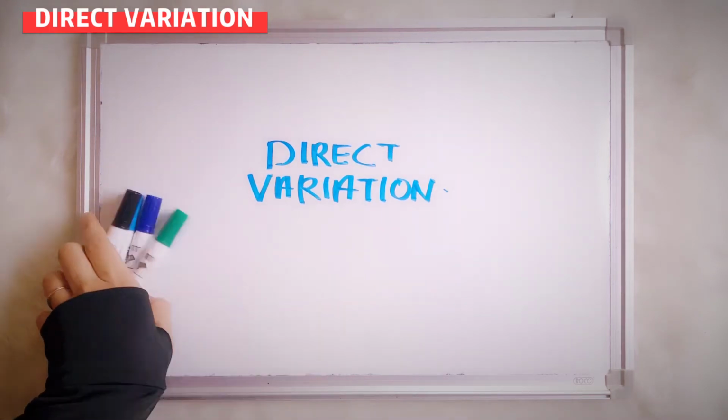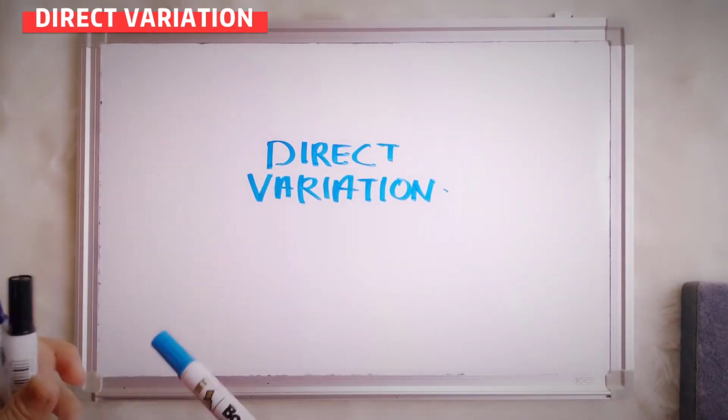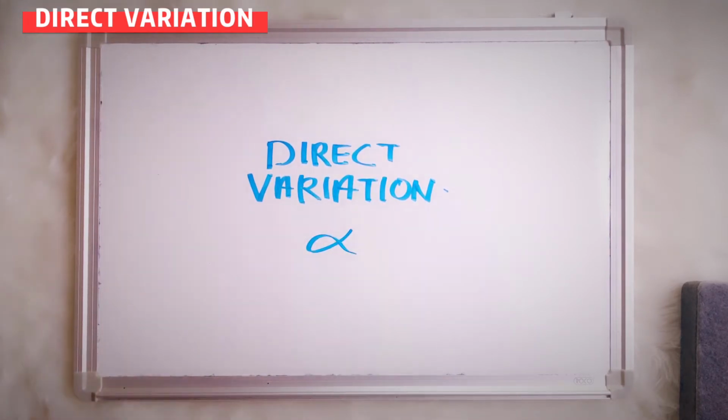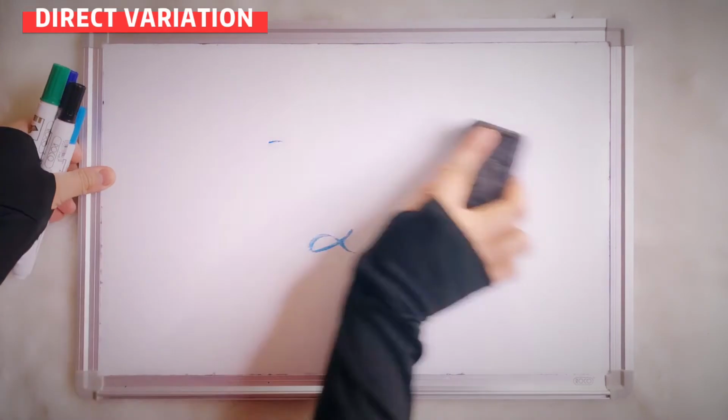Okay, so what is the notation for the variation? The notation is like this. Okay, let's start with the first question.